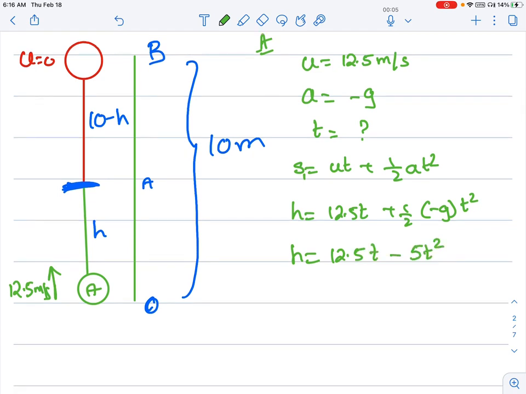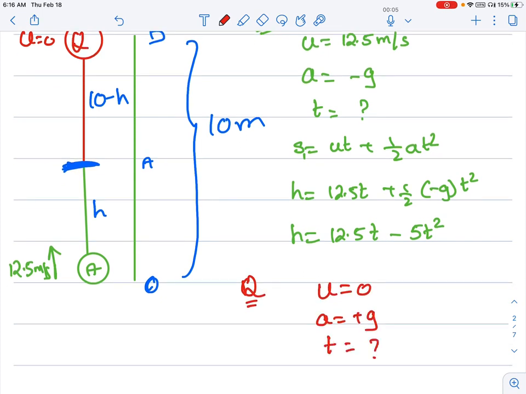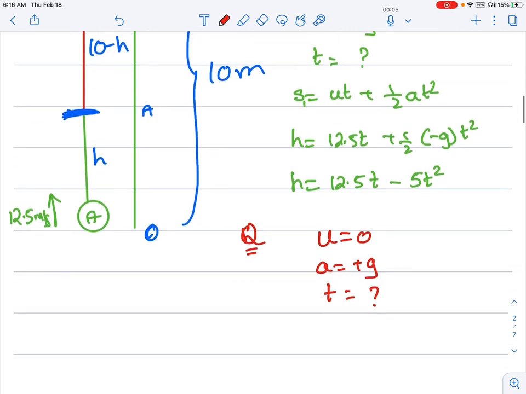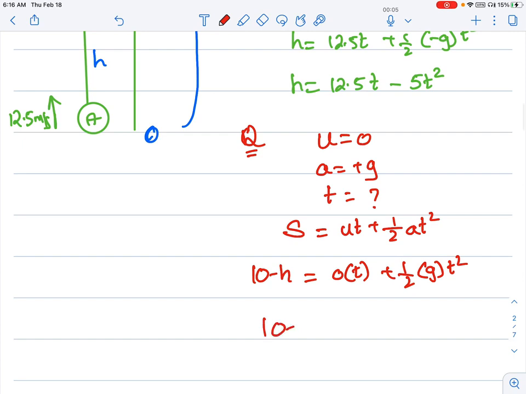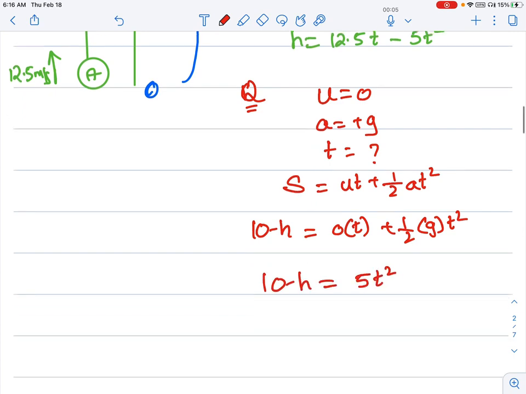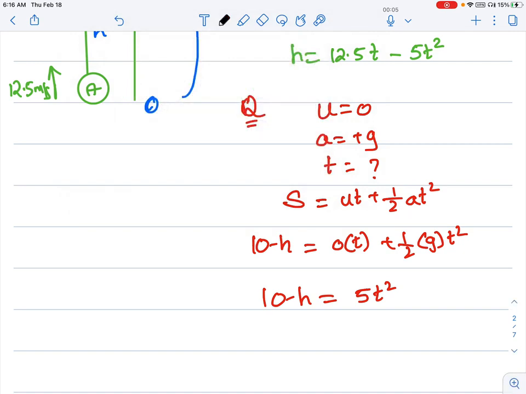Now coming to the second particle, which I denoted in red color, particle Q. Initial velocity is 0, acceleration is plus g because it is falling down, it falls for the same time, and the distance is 10 minus h. So I use s is equal to ut plus half at square. So 10 minus h is equal to 0 times t plus half times g t square. So 10 minus h is equal to 5t square. So I got two equations, so I can solve those two equations.